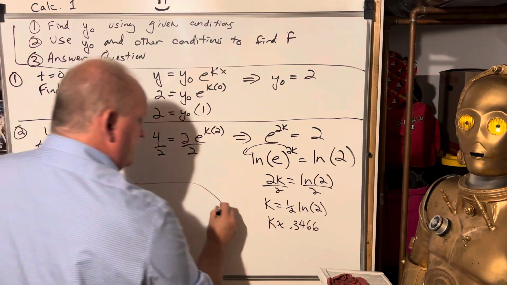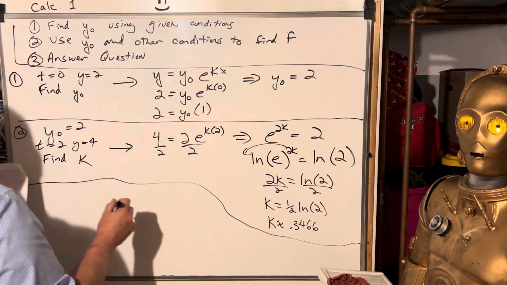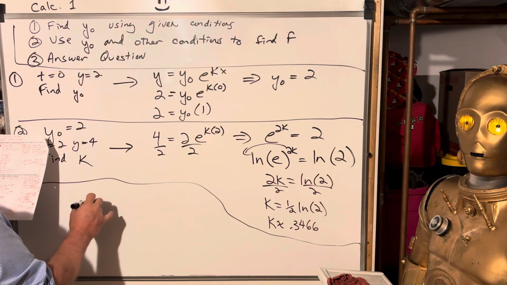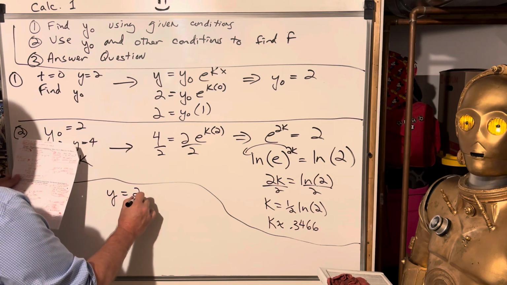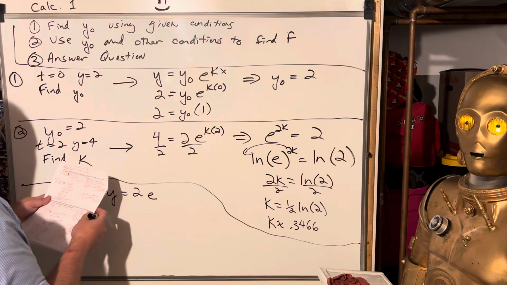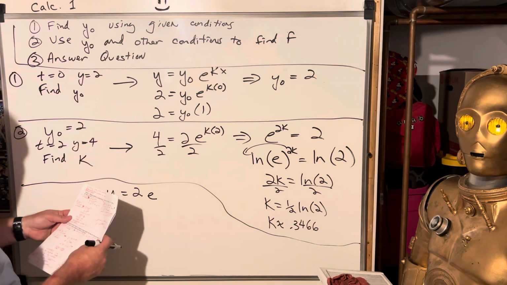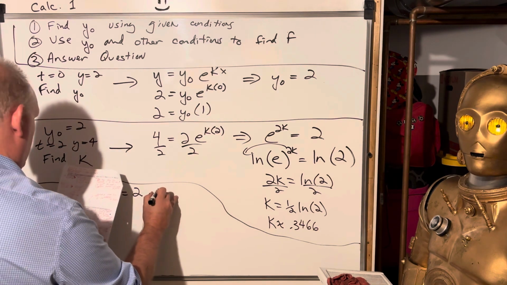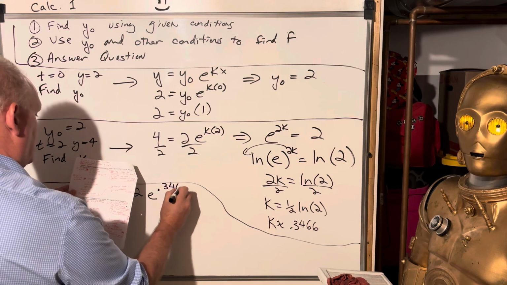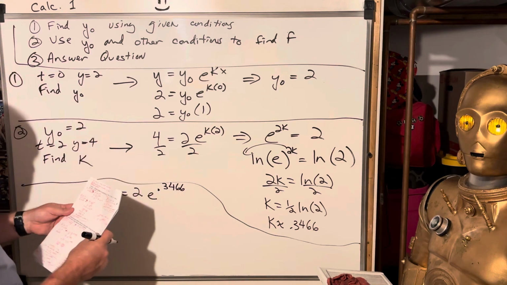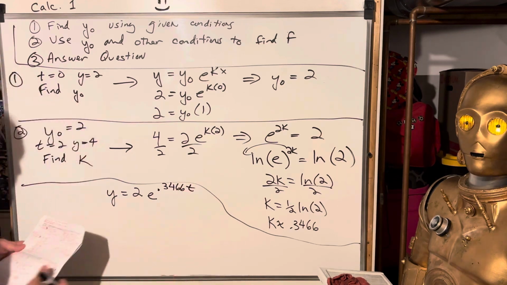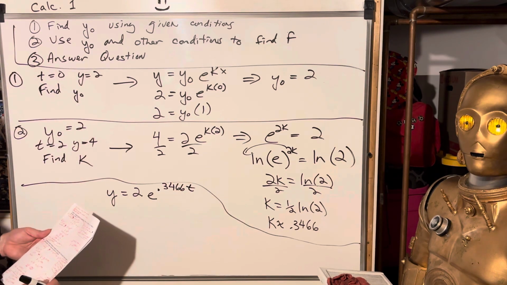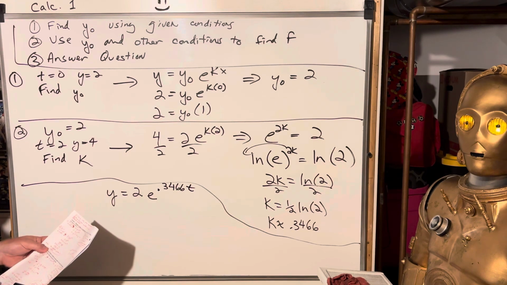Well, we have a general form now. We have y is equal to 2, because we found that, e to the 0.3466 t. Okay, so y is equal to 2 e to the 0.3466 t.